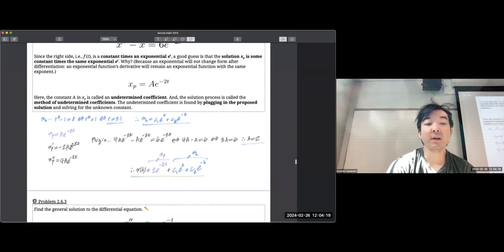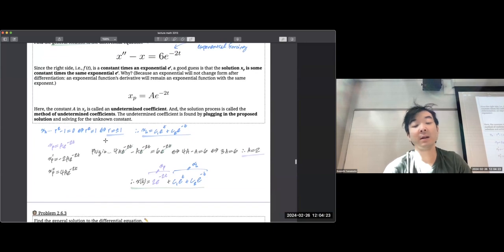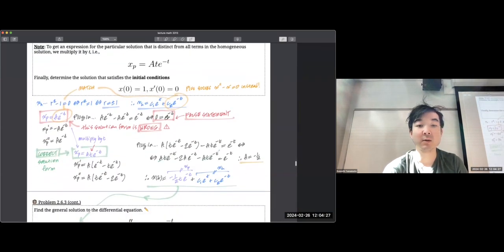Generally, if it works, then it's fine. But sometimes this will result in a false statement, like 0 equals something. That was what we got right here: 0 equals negative e to the negative t. You could plug in your initial form and then discover that it gives you a false statement and you get stuck. And then the solution was to multiply by t.